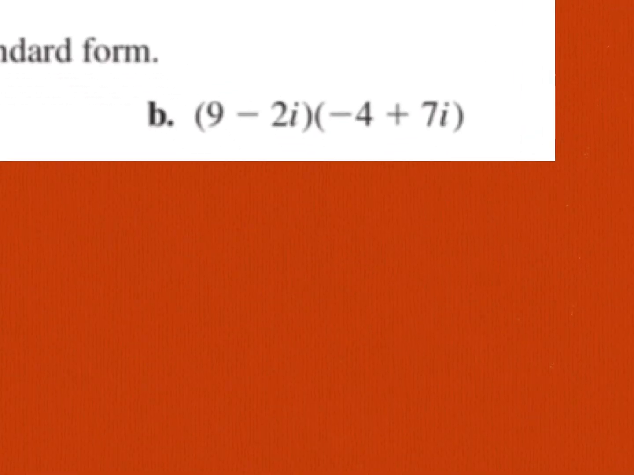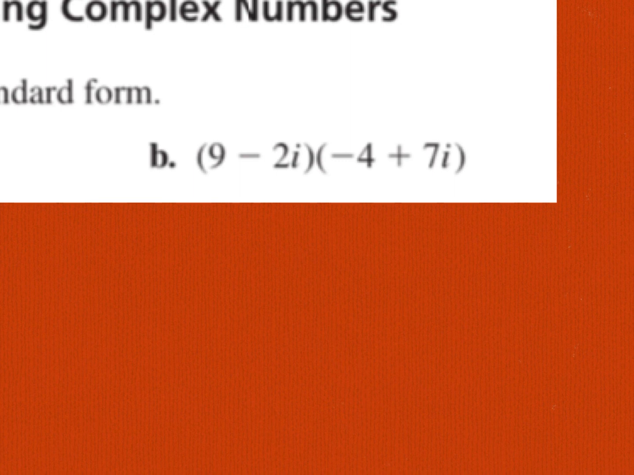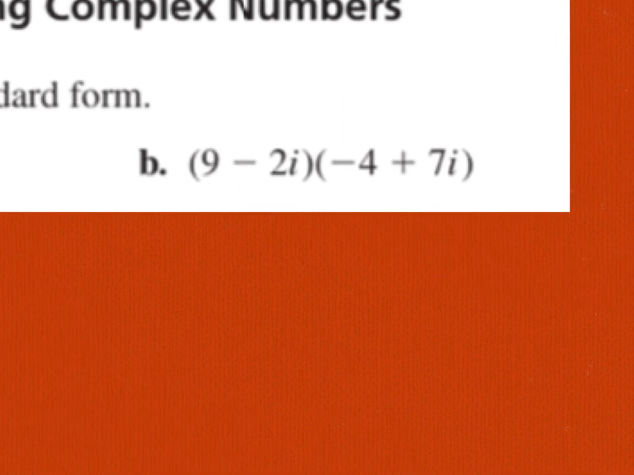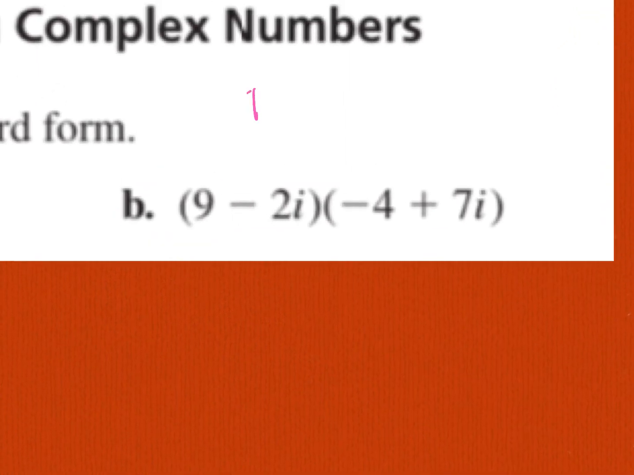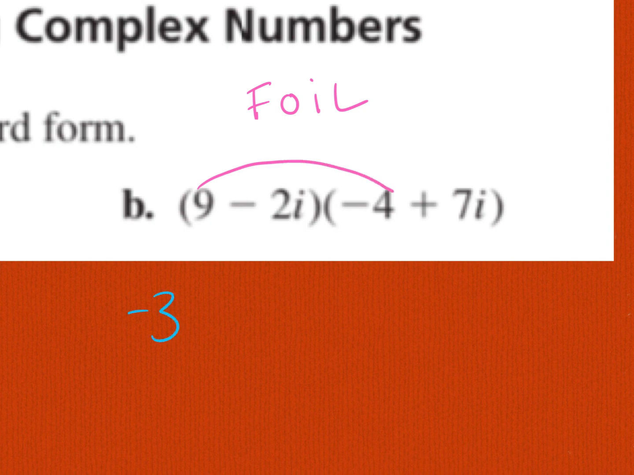All right, looking at B. How can I multiply these together? Awesome, our favorite F word, FOIL. Other than factor. We like factoring too. But we want to FOIL. So I start by multiplying the first ones. So 9 times negative 4 is negative 36.